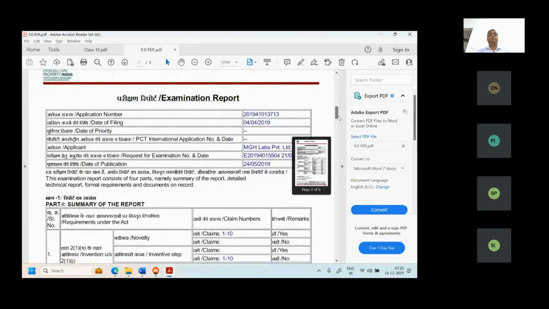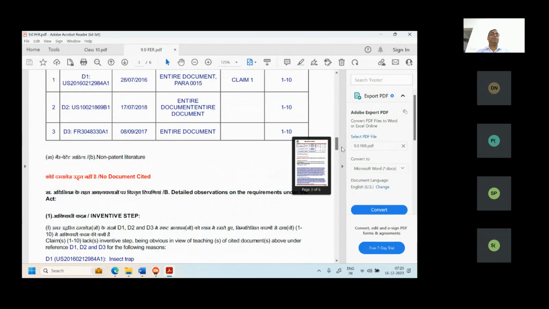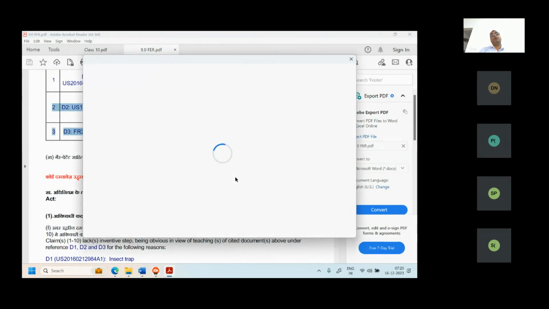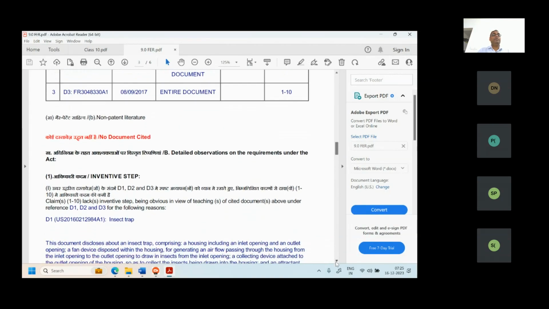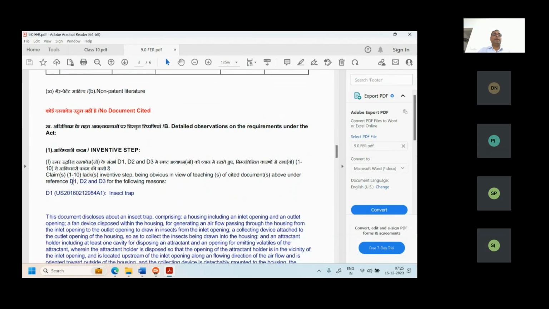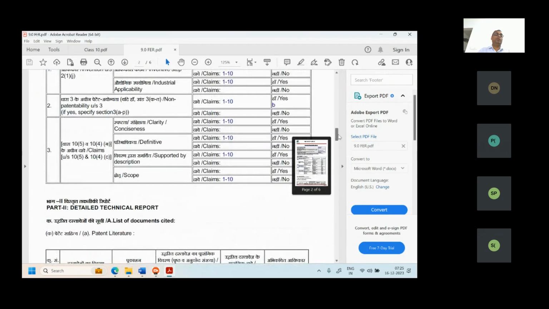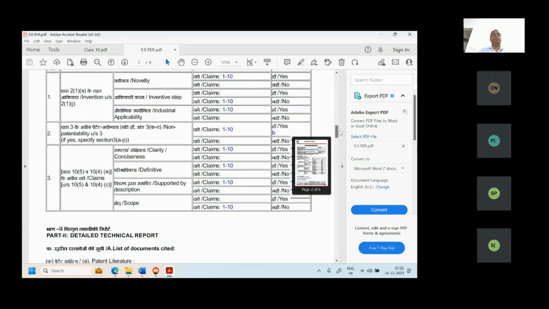Application was filed in 2019. See, in 2019 application was filed, and all those are before the filing date, the documents that have been shared. Now they are again talking about inventive step. Okay, lacks inventive step, obvious with respect to D1, D2, D3. See, here please see, there are two types of literature. One is a patent literature and another is a non-patent literature. They have not cited any non-patent literature, but patent literature has been cited.